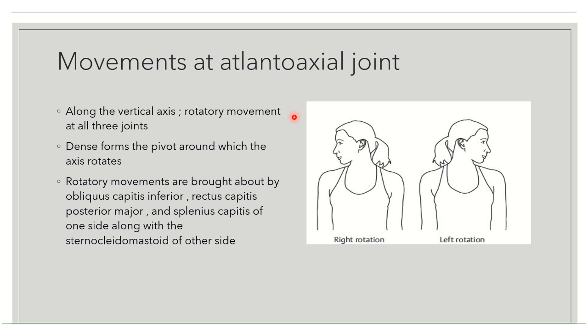Movements at the atlantoaxial joint. Movements at all three joints are rotatory and they take place around a vertical axis. The dens forms a pivot around which the atlas rotates, and the movement is limited by the alar ligament. The rotatory movements are brought about by the obliquus capitis inferior, rectus capitis posterior major, and splenius capitis of one side, along with the sternocleidomastoid of the other side.